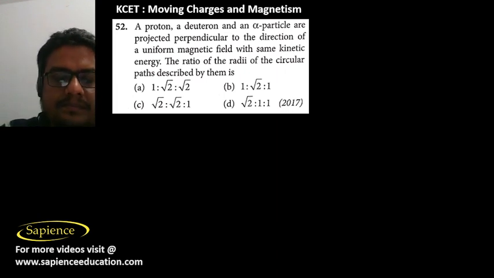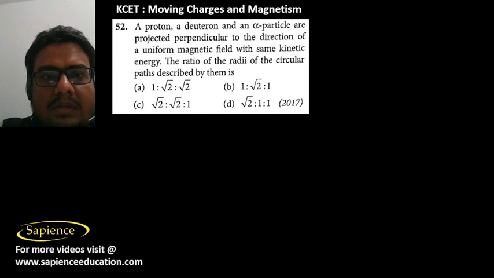Then it is told a proton, a deuteron and an alpha particle are projected perpendicular to the direction of a uniform magnetic field, with the same kinetic energy.